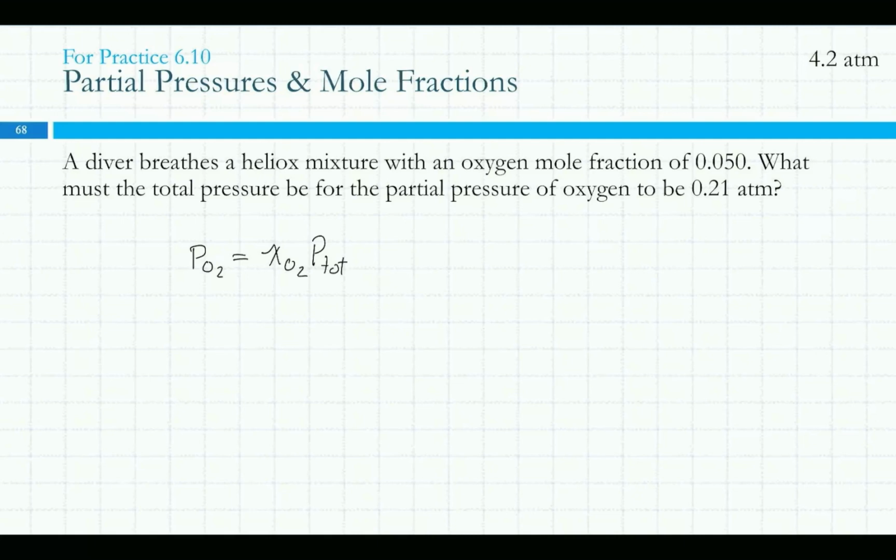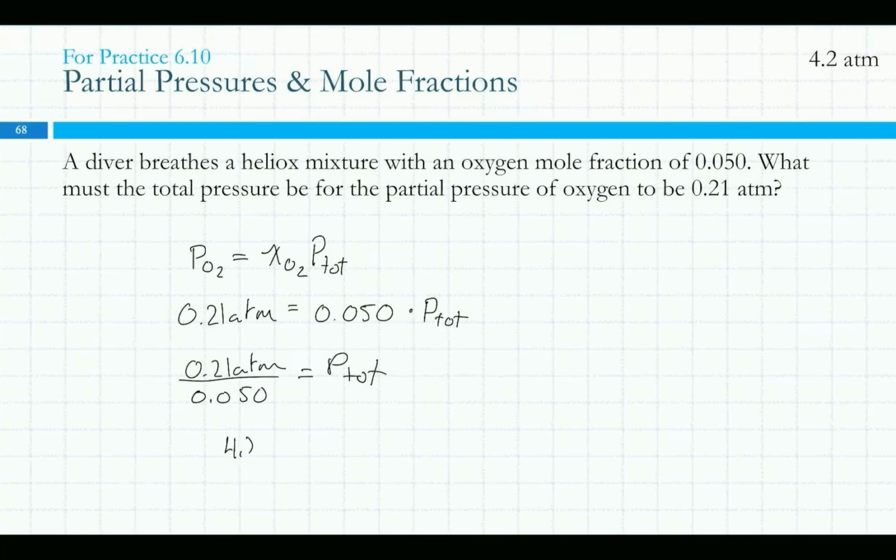Which is basically saying, if I'm going to dive down to however many meters and the pressure is going to be super high, what do I have to adjust to? Or how will that change the oxygen? So 0.21 atmospheres equals 0.050 times the total pressure. And so you just take 0.21 atmospheres divided by that mole fraction. That should be 4.2 atmospheres as the total pressure.